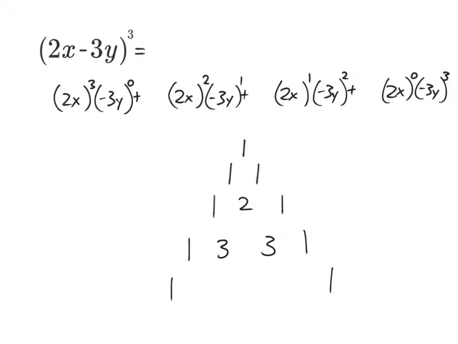Now, just to make sure you get the pattern, I'm going to do one more row. 1 plus 3, this is 4. 3 plus 3, this is 6. So this is going to go 4, 6, and then 4. Now, this is degree 3, once again, so I'm going to look on the third row. Remember, this is a 0th row. 1, 2, 3. So 1, 3, 3, 1 is going to be the coefficients of my terms. So this is going to be 1, 3, 3, 1.